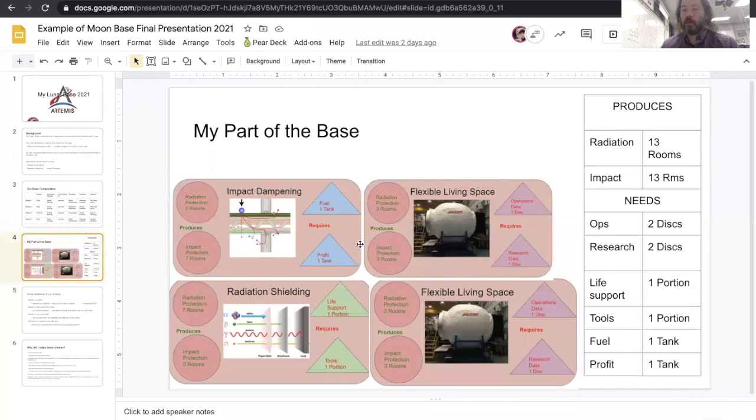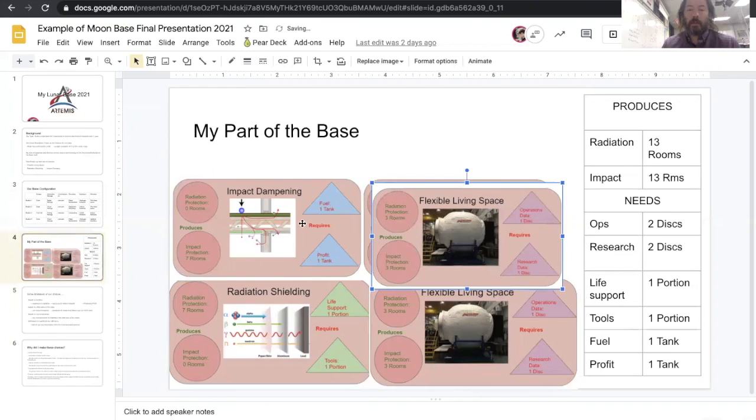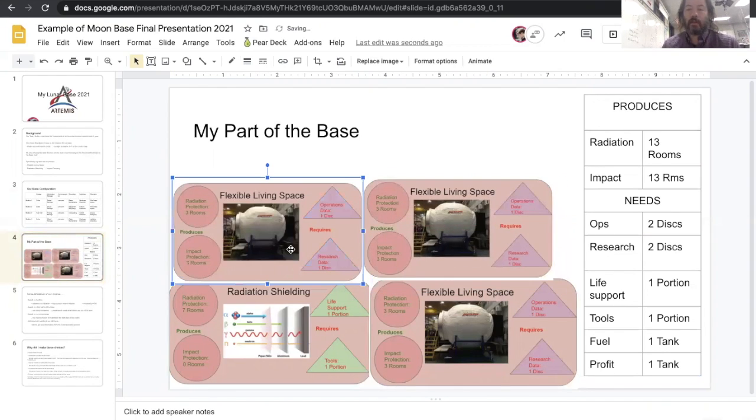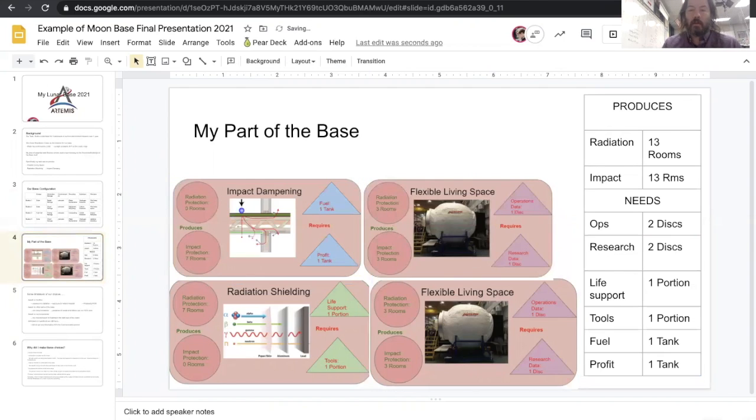Put in the pictures for your components. So I did 1, 1, and 2. If you did 4 flexible living space, then you should make a copy of that picture and put it over there. And now you got 3, okay? Or go to the document that we gave you with these cards and copy and paste from the Google Doc and put it in the slideshow.